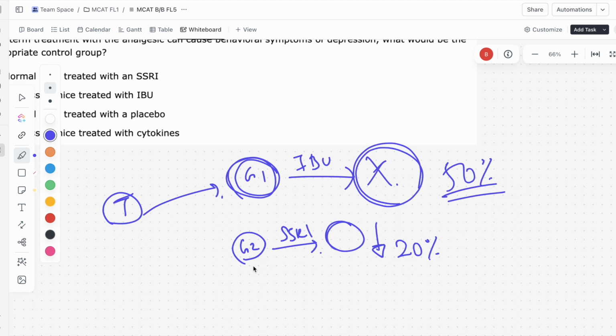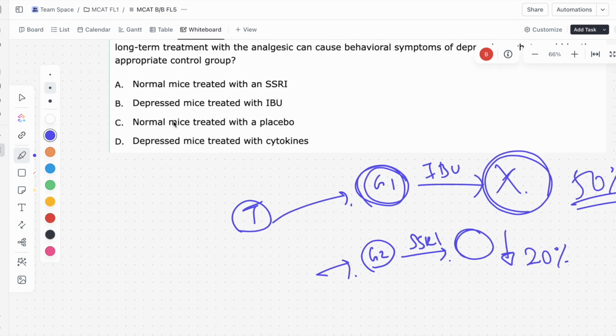So then if we use this as a control, we're almost always going to get numbers that are higher, depressive symptoms higher than 20% in the IBU treated group, even if IBU doesn't cause symptoms of depression. And that's just because SSRIs are known to decrease the symptoms of depression in all mice. So that's why we don't want to use A. Now, we're looking at B and D.